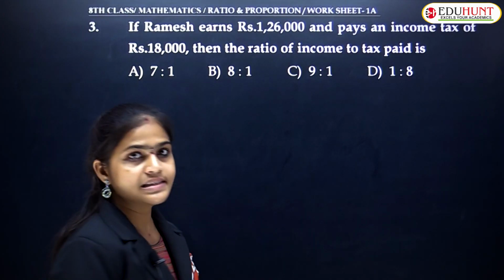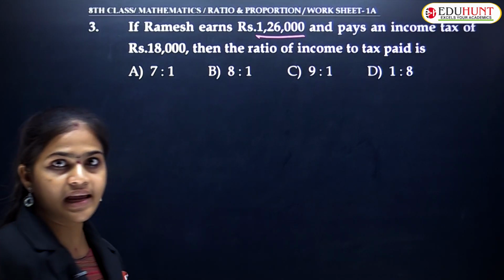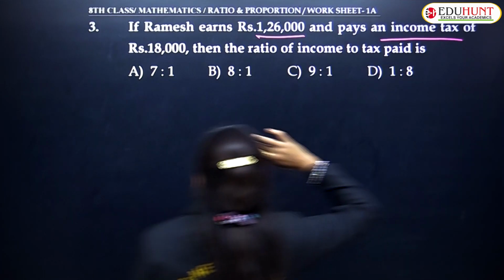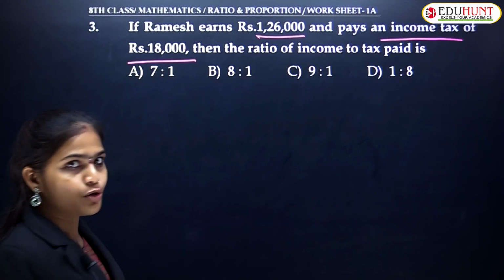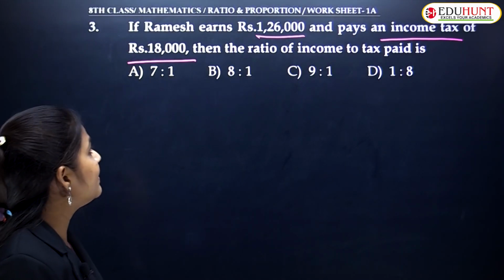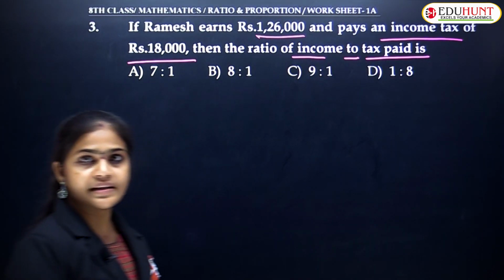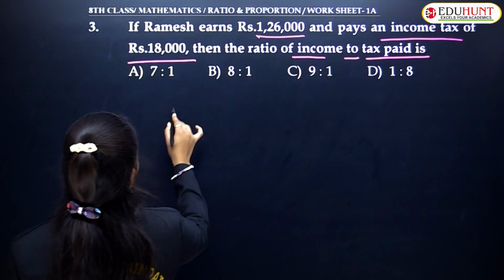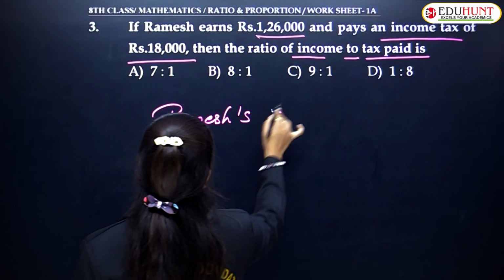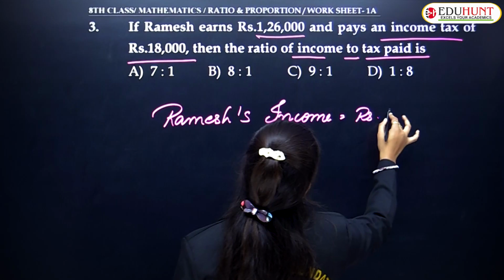If Ramesh earns 1,26,000 rupees and pays an income tax of 18,000 rupees, then the ratio of income to tax paid. Understand? So what is given here? Ramesh earns, so Ramesh's income. What is that income here? That is 1,26,000.